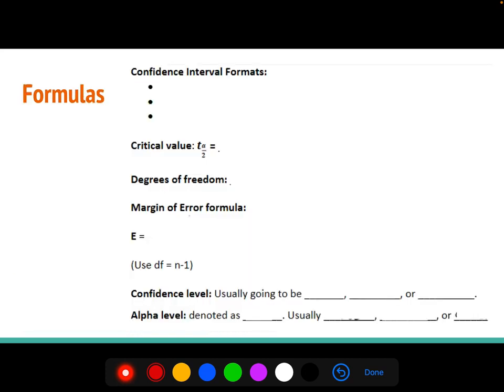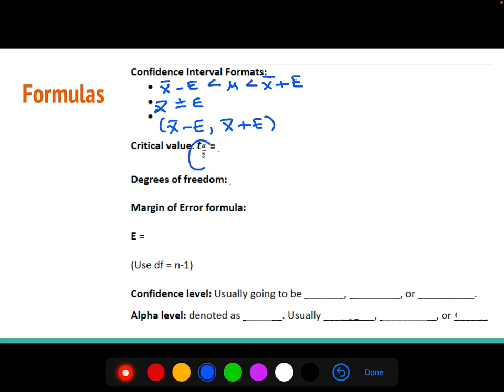Some formulas for confidence intervals. When we had these same formulas earlier, instead of p-hats though, we're going to use X bars, because these are the sample mean minus the error, contains the population mean. Or the other way to write that is X bar plus or minus the error. And lastly, X bar minus the error, comma, X bar plus the error.